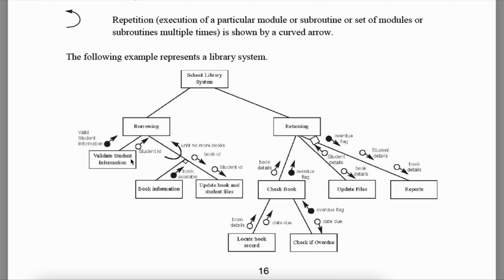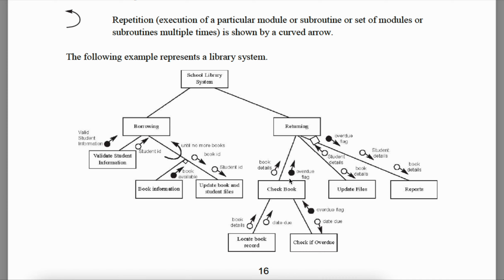The reason that the ordering is so important is this tells us that the borrowing module has a validate student information that must run first at a higher level, and then once it runs, either book information or update book and student files can run. That is why they're on two different levels. Though they both stem out of borrowing, this tells me that there is obviously a validate process that needs to happen first. When I look over to returning, underneath returning, there is three things all on the same level.